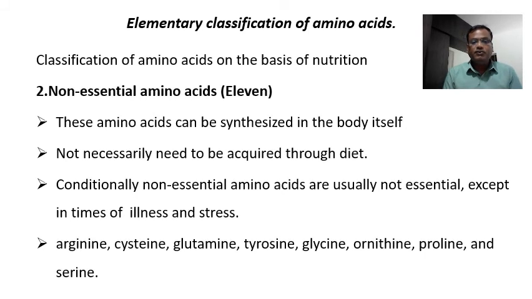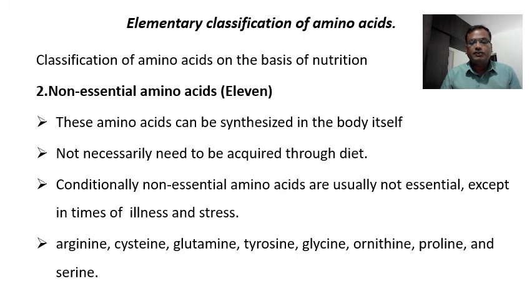The second one is non-essential amino acids. As I already told you, these amino acids are synthesized in the body itself. There is no need to acquire them through the diet. Of course, they can be present in the diet, but it is not compulsory. If you don't consume them in the form of food, no problem, because they are already there in the body and the body is capable of producing them.